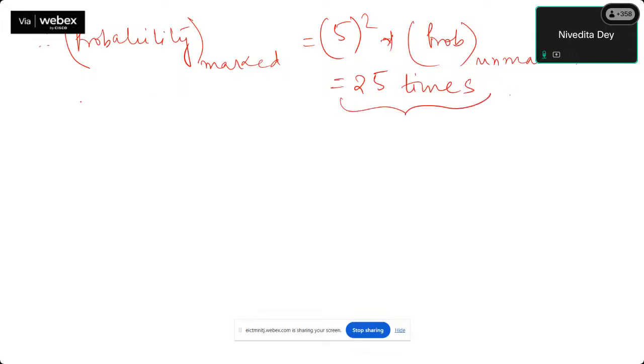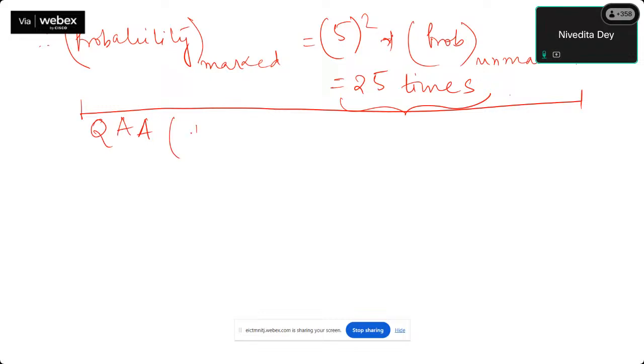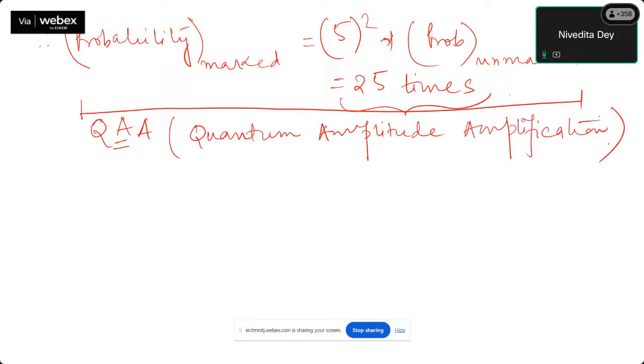And this particular phenomenon discovered by Grover is known as QAA, quantum amplitude amplification, because it is a quantum algorithm where you are increasing the probability amplitude, our very famous second paradigm. This is a major milestone that had been observed.